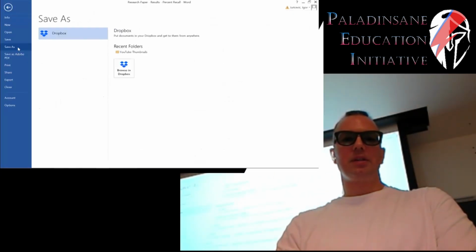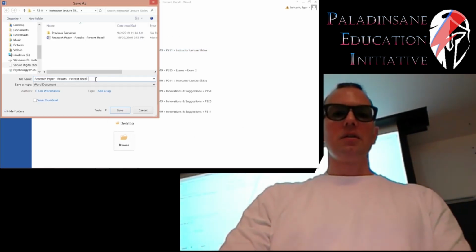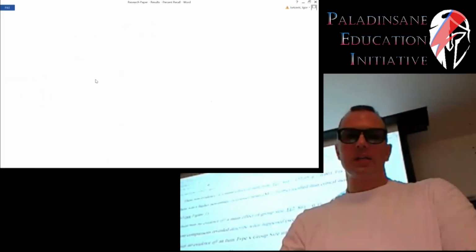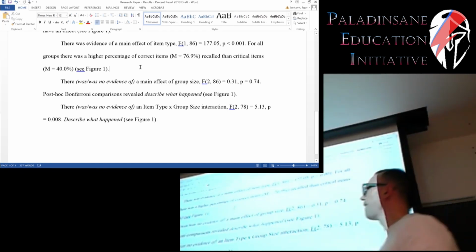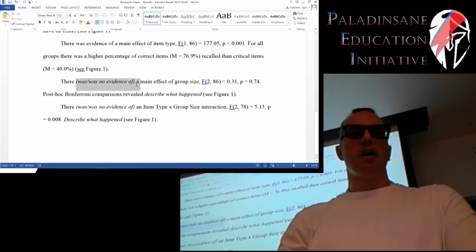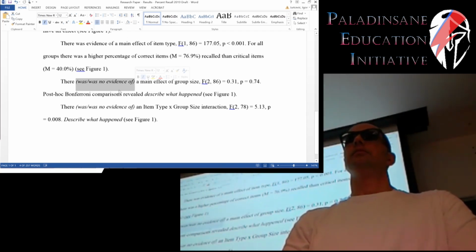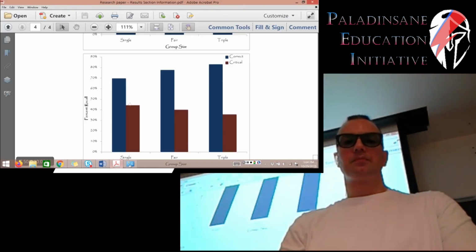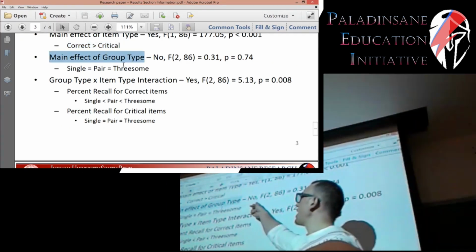All right, so let me save this as our draft, so we don't lose anything. Okay, so we're done with the main effect of item type. Now we're moving on to the main effect of group size. So first thing off, was there a main effect or was there no main effect for group size? There was no main effect. So we see on our synopsis here that for the main effect of group type, no, there was not.